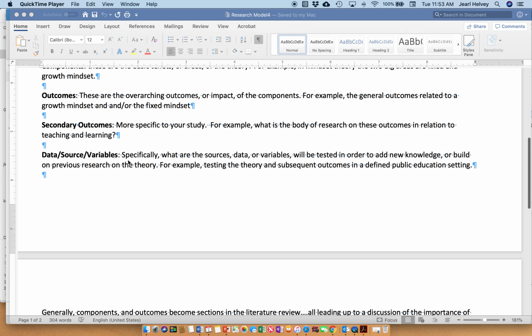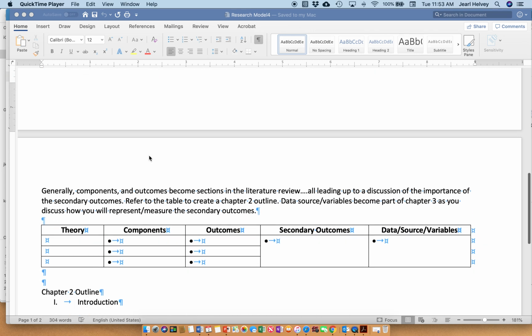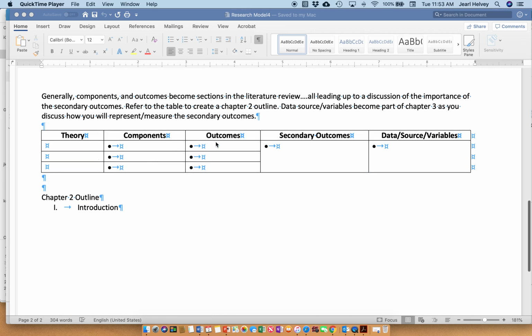And then what will be the data, the source, the variables that you're going to use to test whatever is reflective of your research questions up here. Complete these elements as you go. And again, I provide an example for you of a student that I just worked with recently, and that'll give you an idea of what that looks like.